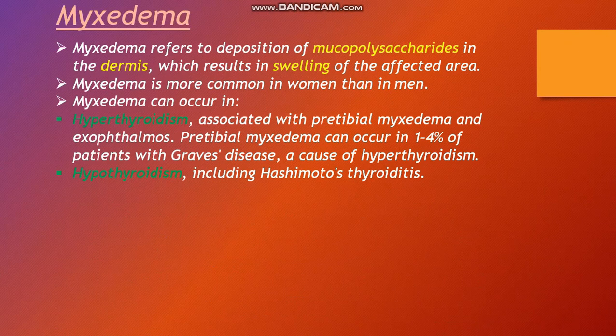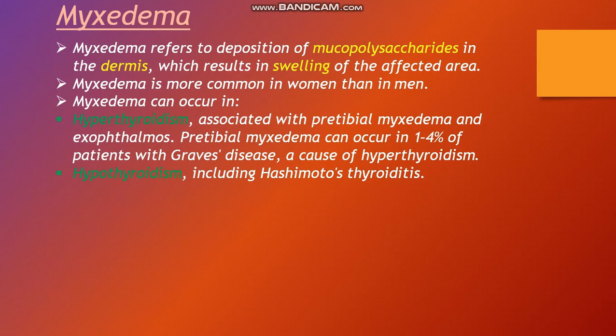Myxedema refers to the deposition of mucopolysaccharides in the dermis, which results in swelling of the affected area. Myxedema is more common in women than in men. Myxedema can occur in hyperthyroidism associated with pretibial myxedema and exophthalmos. Pretibial myxedema can occur in 1 to 4 percent of patients with Graves' disease, a cause of hyperthyroidism. Hypothyroidism including Hashimoto's disease.